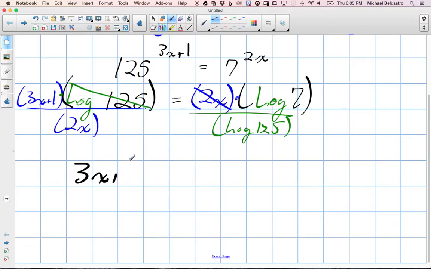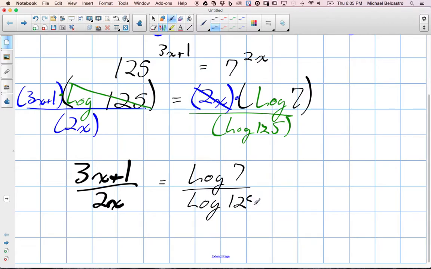We get 3x plus 1 divided by 2x, the bigger one on there. And then we have log 7 over log 125. This will be just a value. We have a division here. We can split it. We still have an x on the bottom. Looks like we're probably going to have to equate this. And then I'm going to move the 2x back over. So it's kind of pointless. Well, not pointless, but it gave us a different view of the equation. So we'll actually equate that.